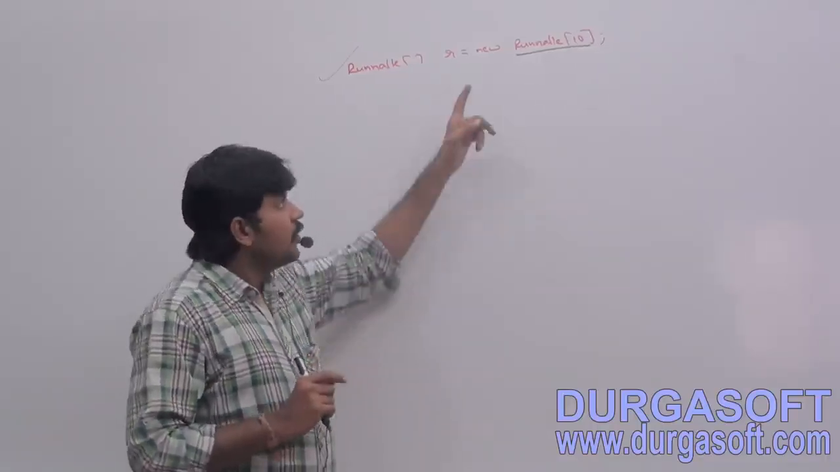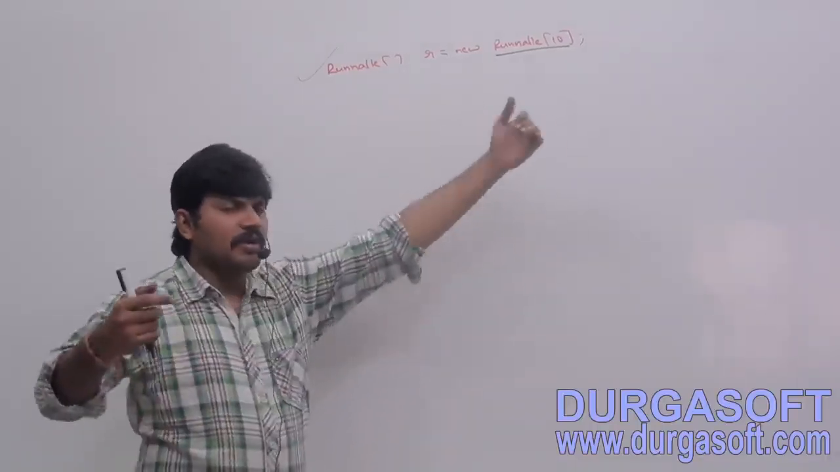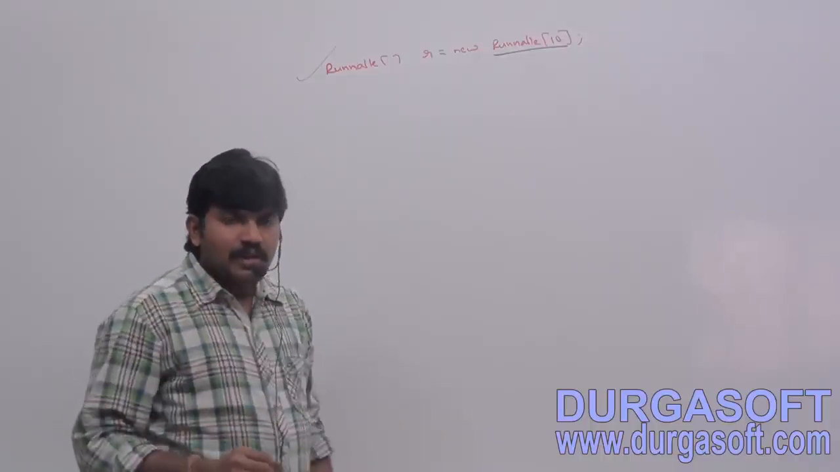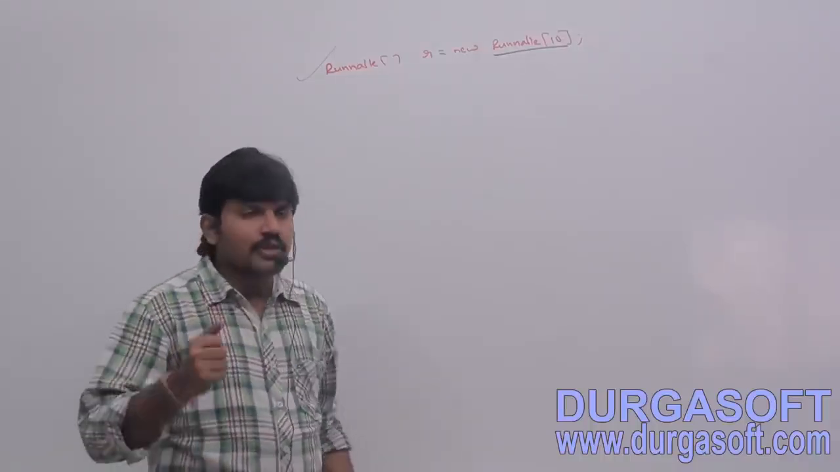Okay, you created a Runnable array. Now you have to insert what? Runnable objects. But Runnable is an interface. How can you create an object?